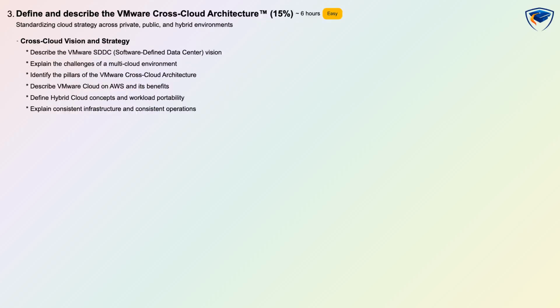Define and describe the VMware cross-cloud architecture is 15% and helps you standardize cloud strategy across private, public, and hybrid environments. Expect to learn the VMware software-defined data center vision, the challenges of multi-cloud operations, and the pillars of the cross-cloud architecture including consistent infrastructure and consistent operations.